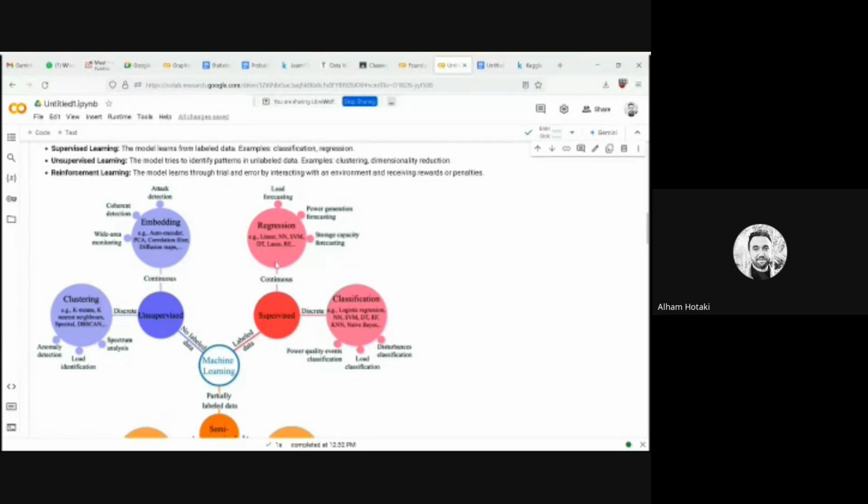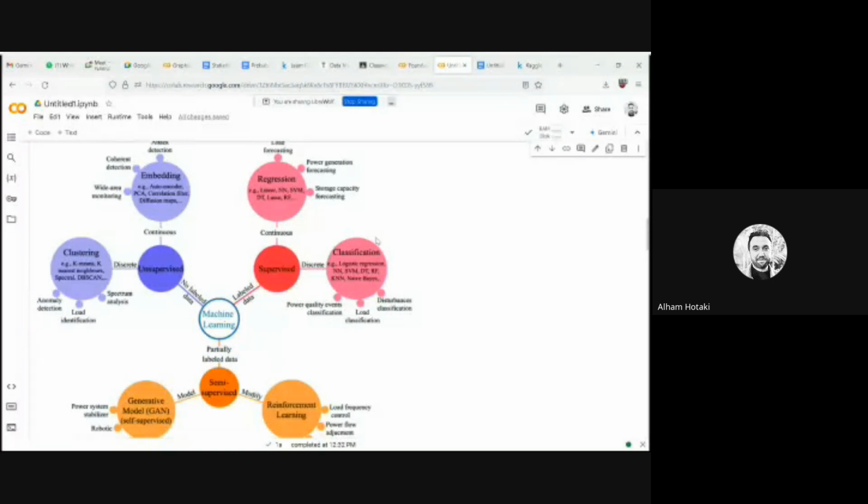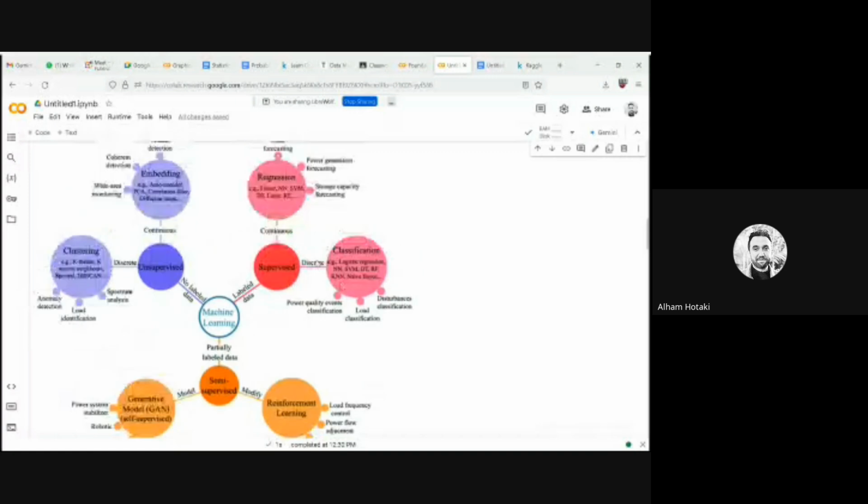There are different types of models, like load forecasting, power generation forecasting, and storage capacity forecasting. So different types of things that you are doing. So this is from a specific.